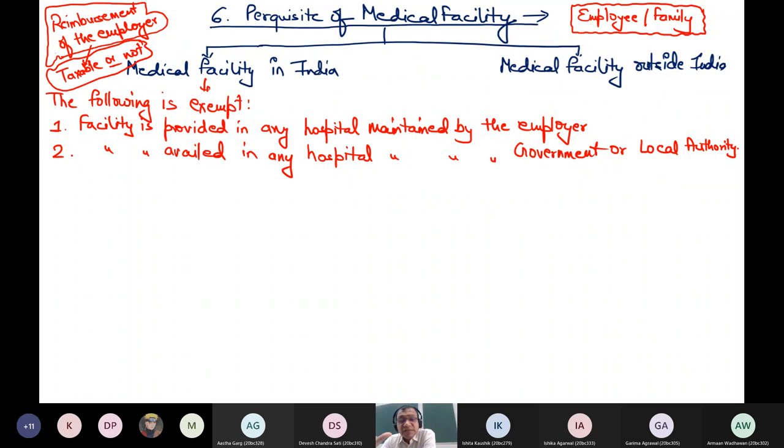But suppose that stent cost is 40,000 rupees, and the employer says to that employee who got that stent that I will reimburse this 40,000 to you. To whom? To the employee. So the Income Tax Act doesn't say, or the department will not say, that since you got reimbursement of 40,000 from your employer, pay the tax. No, the department says tax free. Any medical facility availed in any hospital maintained by the government or by the local authority, that is tax free, no tax. Next point.